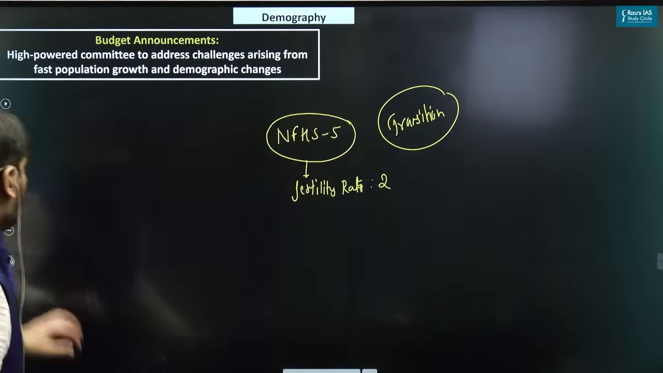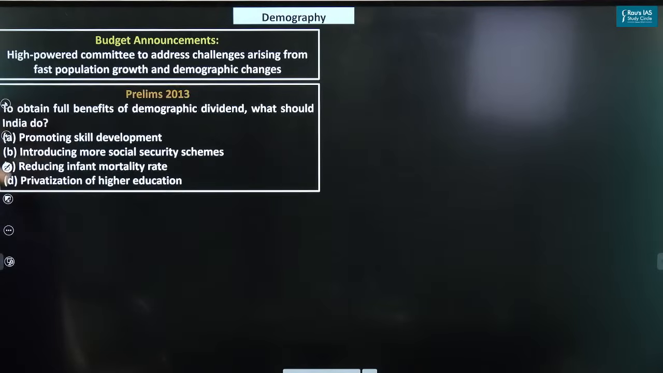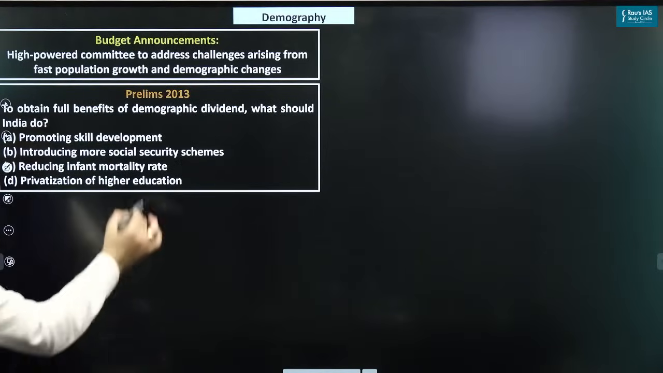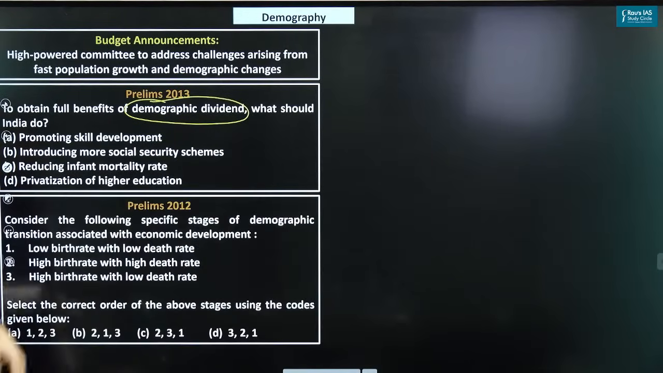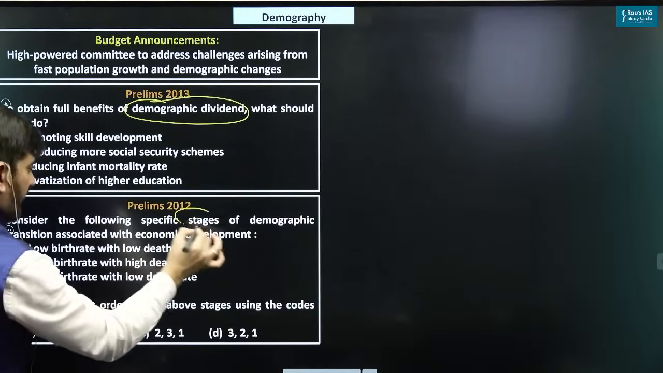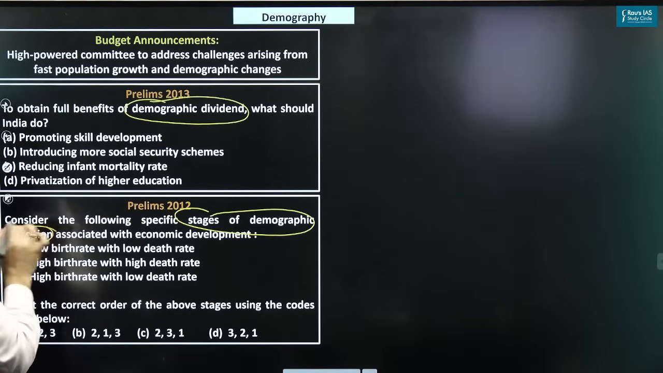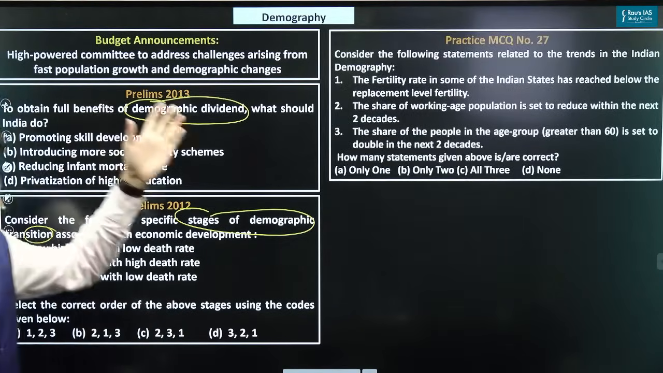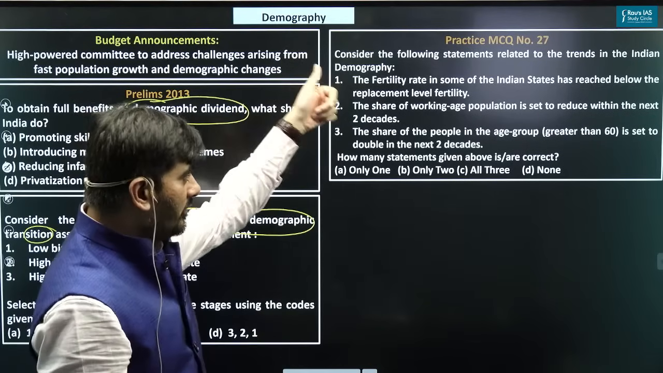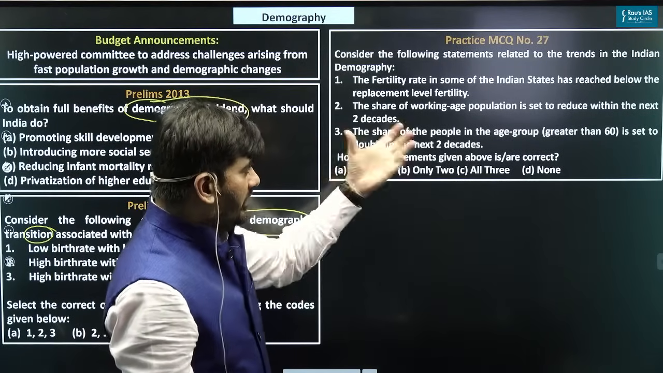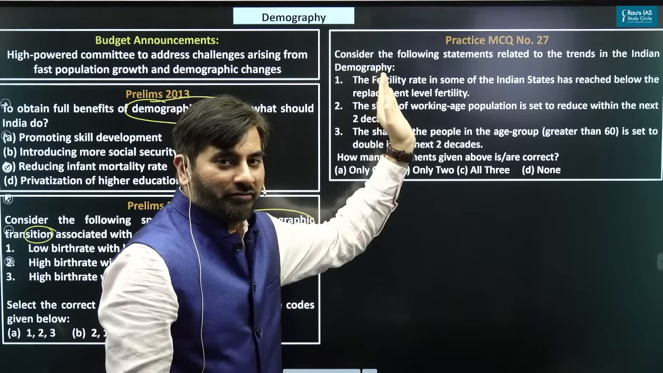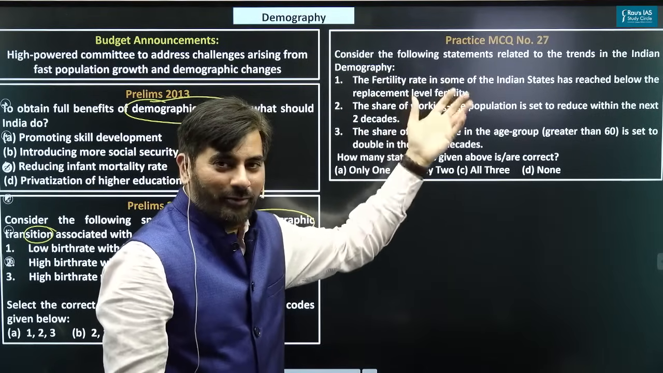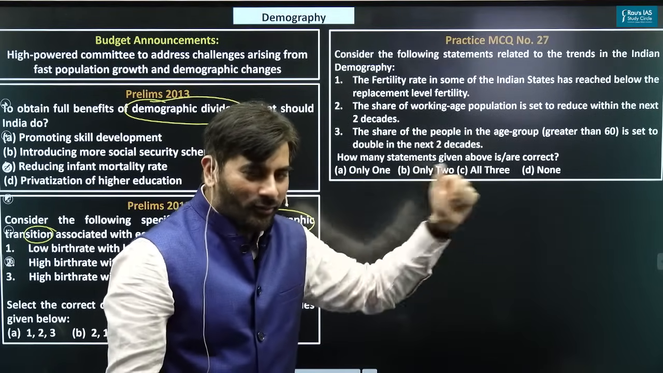This is important because Prelims 2013, question on demography dividend. Prelims 2012, stages of demographic transition. So based upon this, the kind of questions which you can expect here is, you can see this question. Here I have framed a question with respect to the trends in India's demography. That is how India's demography is going to change in the next 2 decades.